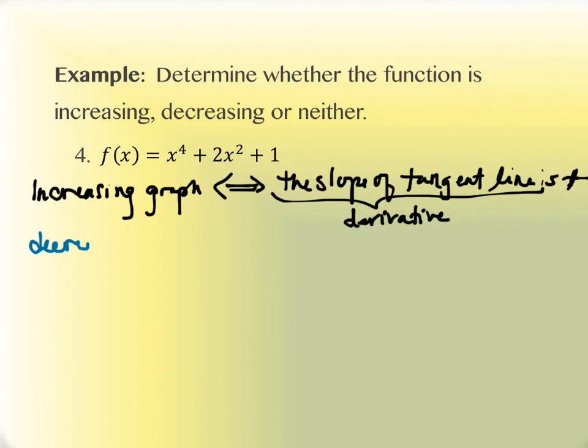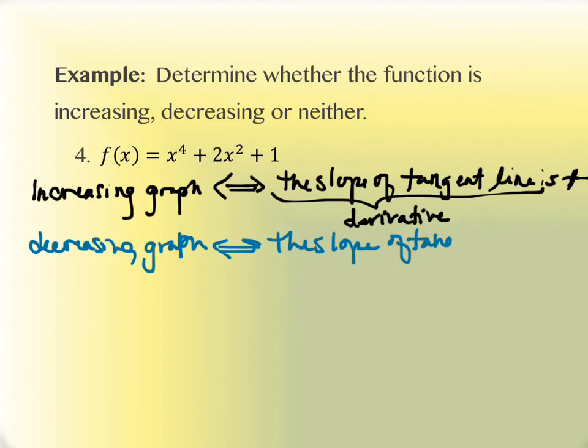Right, if you have a decreasing graph, this will happen, again, this is a two-way correlation or a two-way statement. This will happen when the slope of the tangent line is negative, not decreasing, it's negative. When you have a negative slope, you'll have a decreasing graph. And a tangent line is the same as talking about the derivative in this phrase.